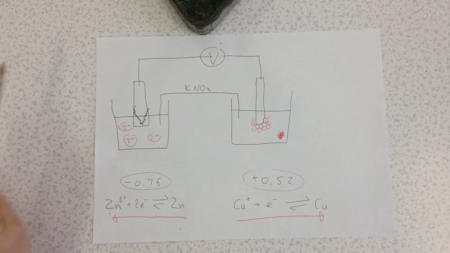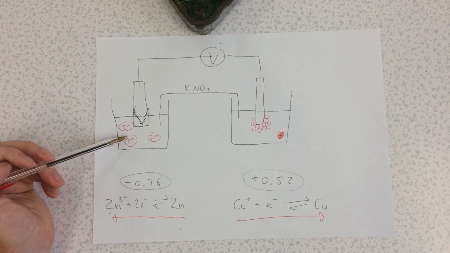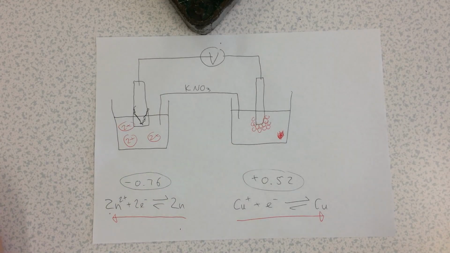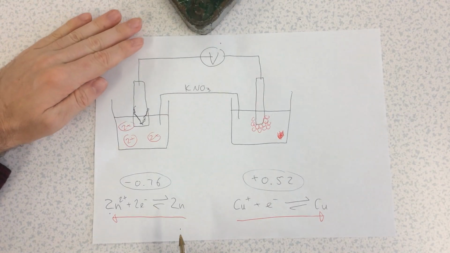Okay. Now this is a problem because if your charge here gets too positive and if your charge here gets too negative, the cell will stop working. And here's where the salt bridge's second function comes in.